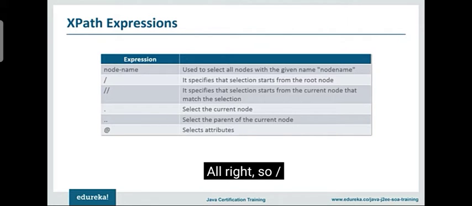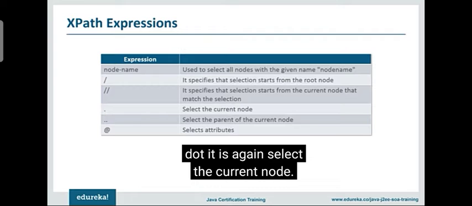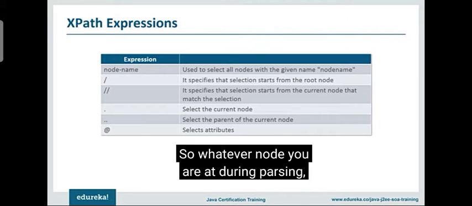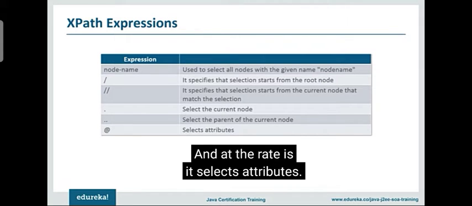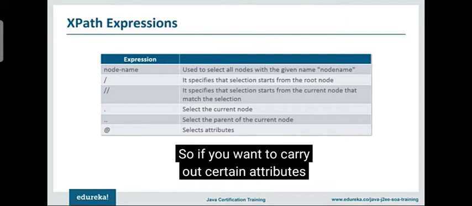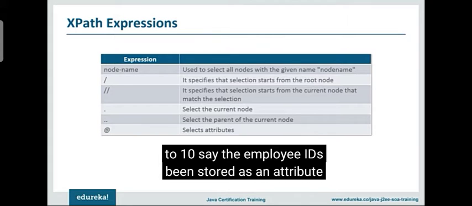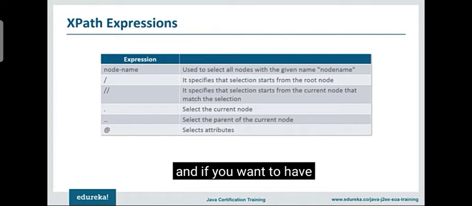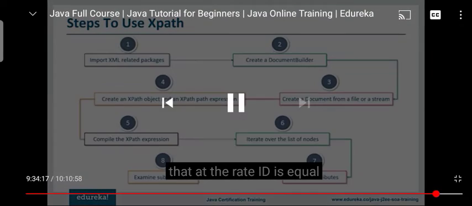All right, so slash scans the entire document. Slash slash is nothing but the current node. Dot again selects the current node, so whatever node you are at during parsing, it would print it out. Dot dot is the parent node, and at the rate selects attributes. So if you want to query certain attributes like at the rate id equal to 10, say the employee id is stored as an attribute, and you want the employee id with value 100, you could query saying at the rate id is equal to 100.